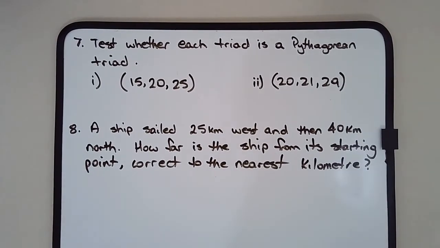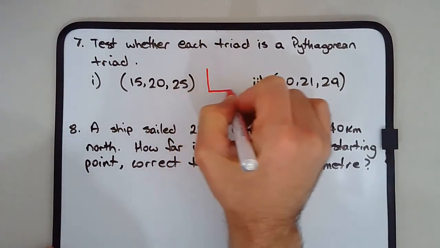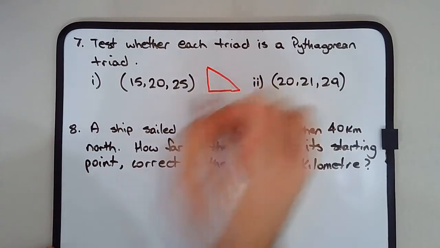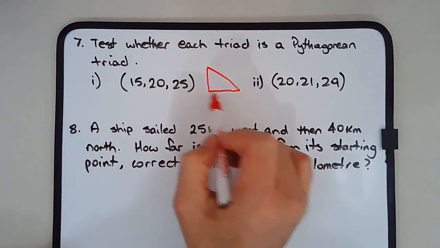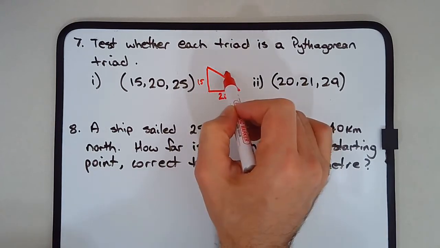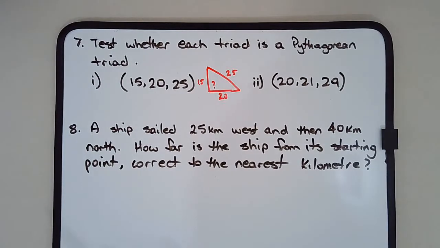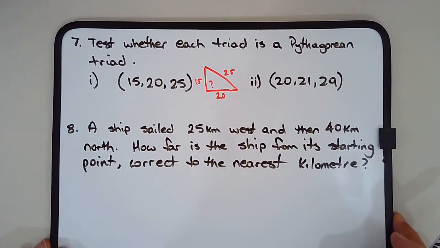So it's a bit like the last question. It's a bit like question 6, just without the triangle. So if you want, you can even imagine a triangle that has a short side of 15, another short side of 20, and a hypotenuse of 25. And you want to test whether this triangle is in fact right angled. That's what a Pythagorean triad is. It's just the 3 sides of a triangle without showing the actual triangle.